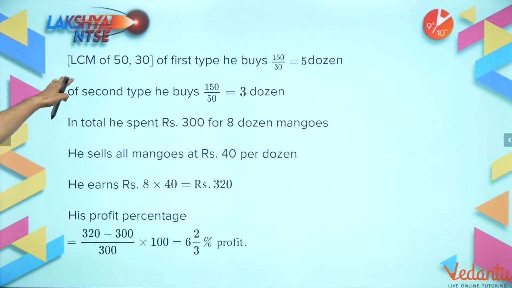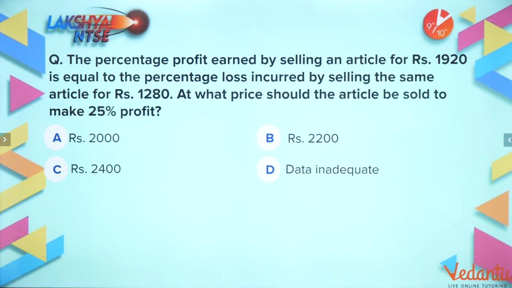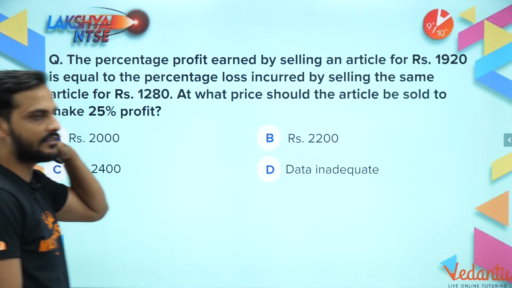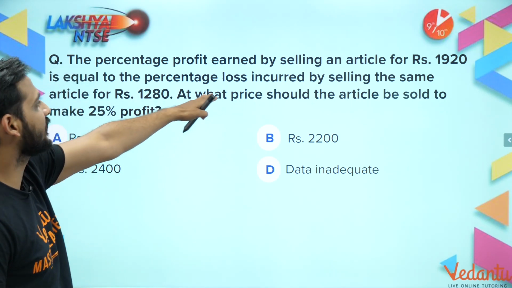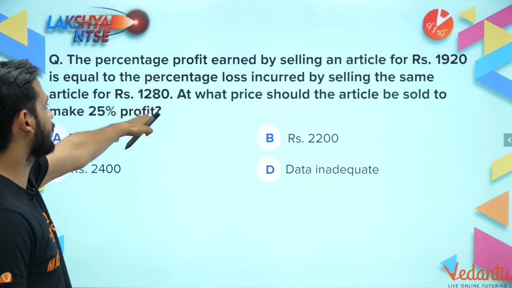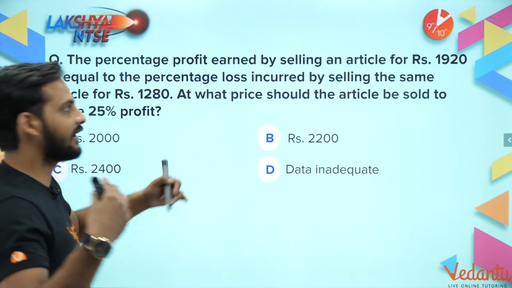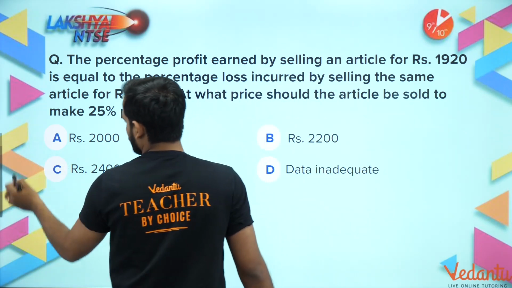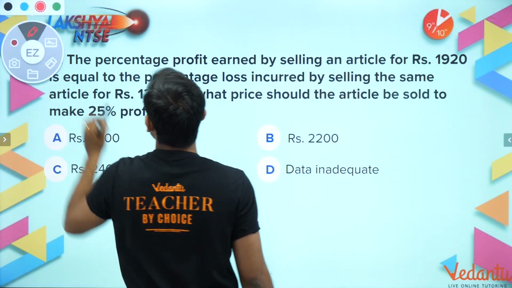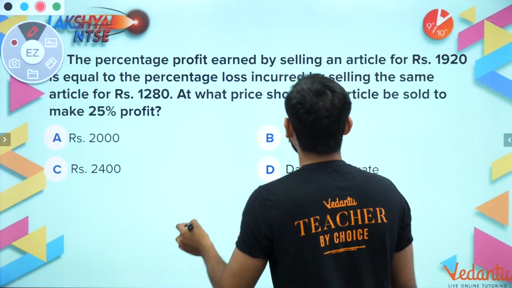Okay, beta. This is one more time I am showing you the method, so you can go through it once again if you are not able to understand it in one go. Okay. Now, this question is again very easy. Percentage profit earned by selling an article for this is equal to percentage loss incurred by selling the same article for this much. Okay, so percentage loss, let us say X percentage. So this rupees 1920. Okay, this rupees 1920.